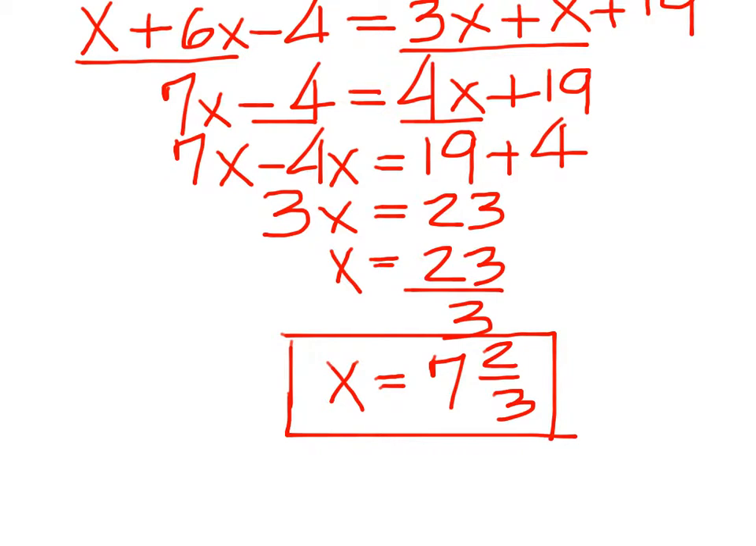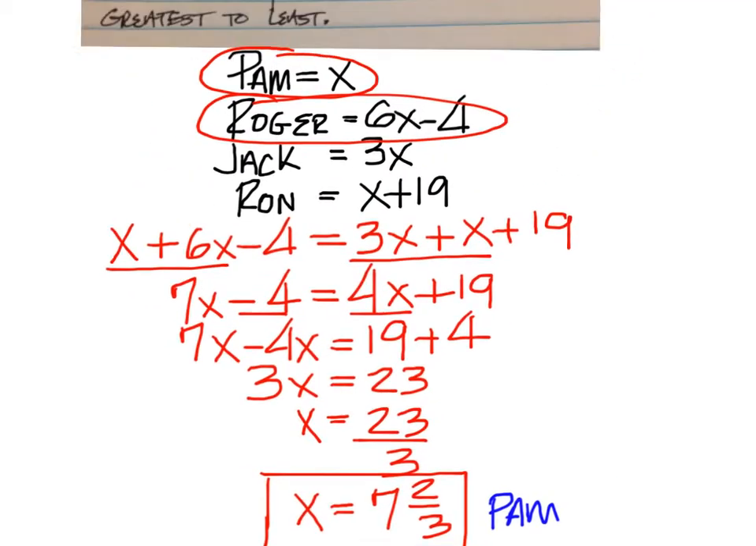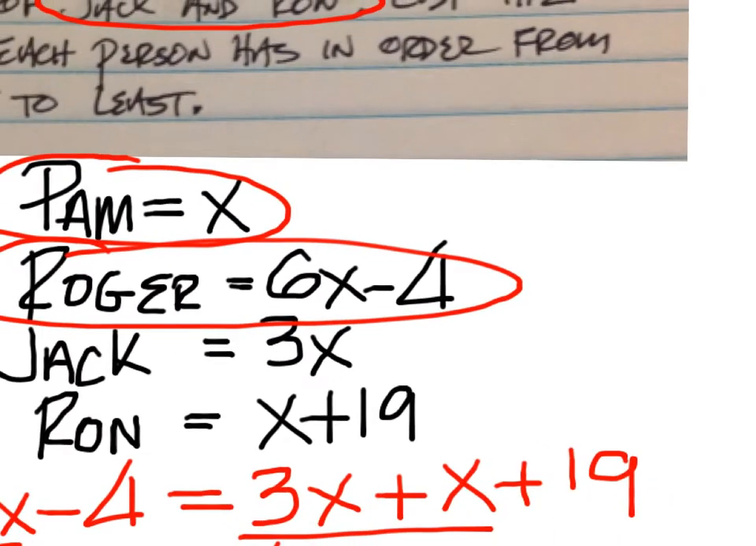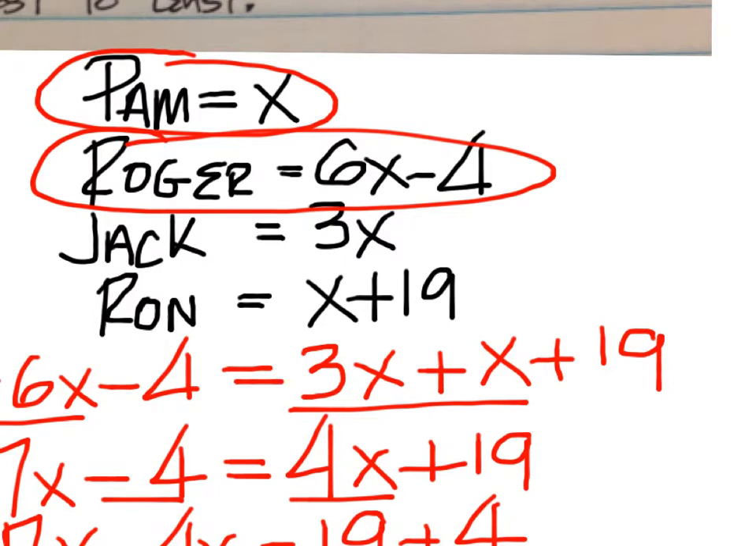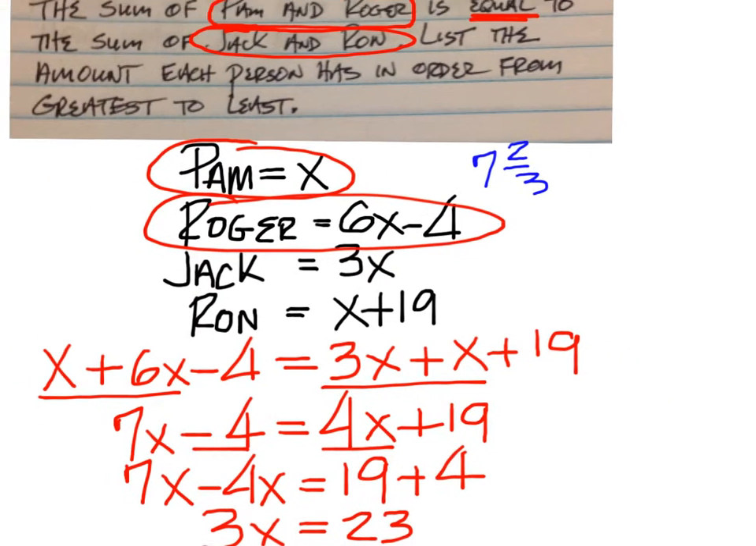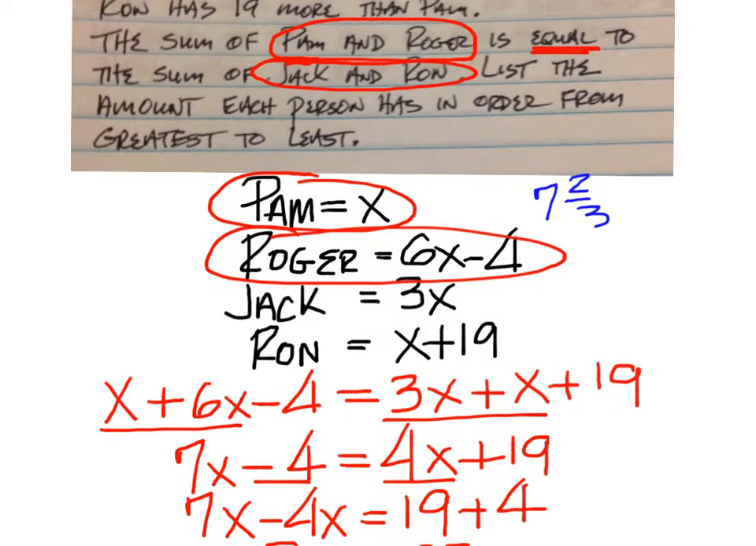Who did we just find? Pam. Okay, so Pam has 7 2/3. So we will come up here and write 7 2/3. Now what's the rest of the problem? List the amount each person has in order from greatest to least.